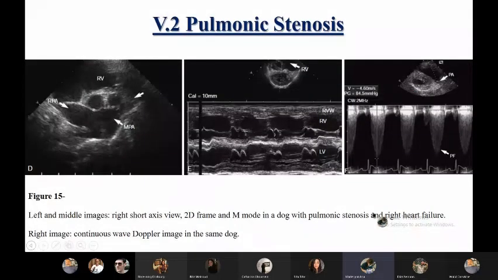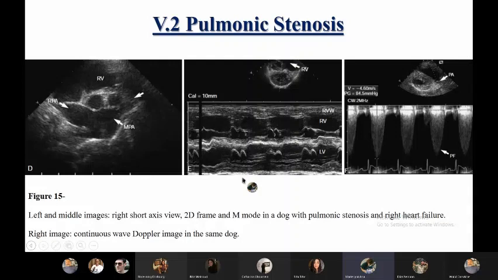Okay. So pulmonic stenosis is quite similar to aortic stenosis, but occurs at the right side of the heart at the pulmonic valves. It is also a common congenital abnormality. These images, the left and the middle ones, are right short axis views, 2D frame and its M-mode image in a dog with pulmonic stenosis and right heart failure, which also commonly accompanies pulmonic stenosis. And the right image is a continuous wave Doppler image in the same dog.